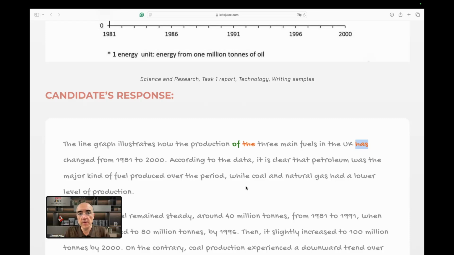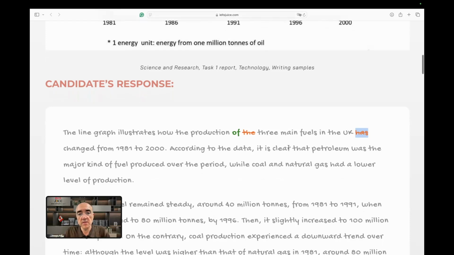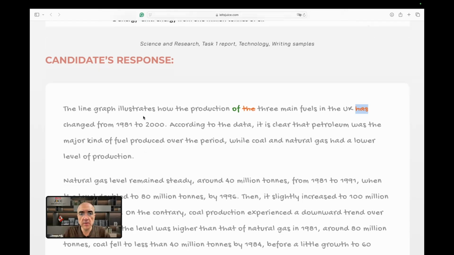Understood. So that's consistency. According to the data, it is clear that petroleum was the major kind of fuel produced over the period. I like this. This is a reduced relative clause, this produced. If I can highlight it for some reason.